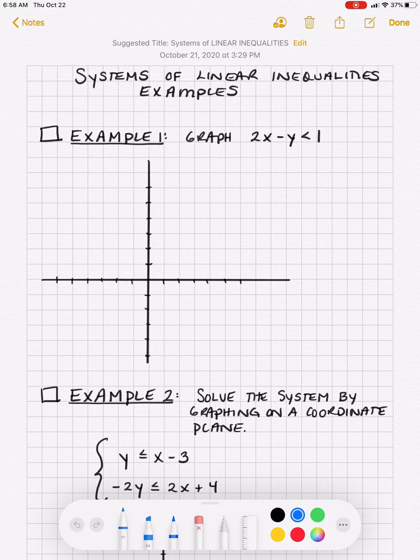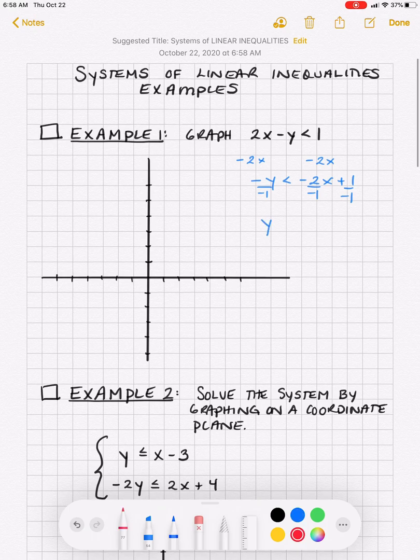So first thing we're going to do for example 1 is we are going to rewrite this inequality in slope-intercept form. All right, so this is the given inequality. The first thing that I'm going to do to both sides is I'm going to subtract 2x. So negative y is less than negative 2x plus 1. Okay, so we got to divide by negative 1 to get the y by itself. When we divide by a negative, we flip the inequality, okay?